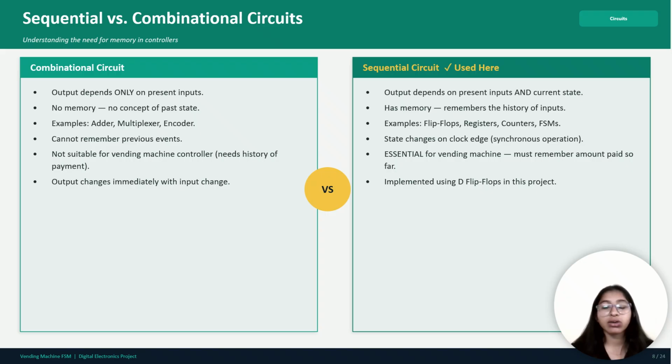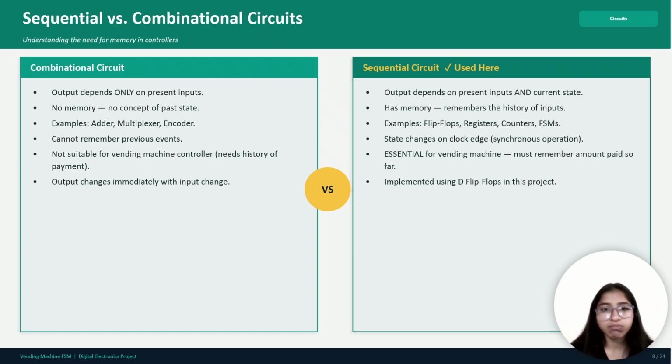A sequential circuit, on the other hand, has memory. Its output depends on both the present input and the current state, which captures the history of past inputs. The circuit remembers what happened before the current moment. This is exactly what we need. Our vending machine must remember that payment has been received even when the payment signal P goes back to zero. It must hold that information until the product is dispensed. This is why we use flip-flops to store state information, and this is why our controller is a sequential circuit, specifically modeled as a finite state machine.